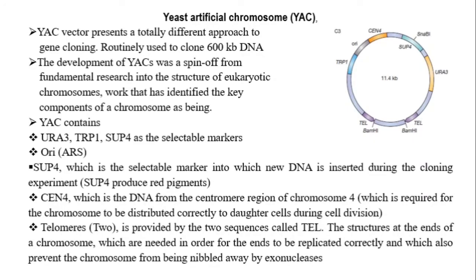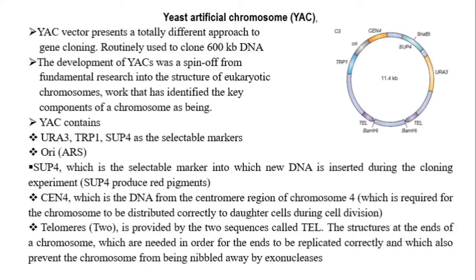Now we can look at the yeast artificial chromosome, YAC. YAC is one of the important vectors of yeast. The YAC vector presents a totally different approach to gene cloning, and it is routinely used to clone around 600 kb of DNA.